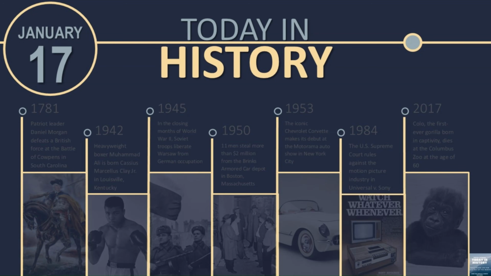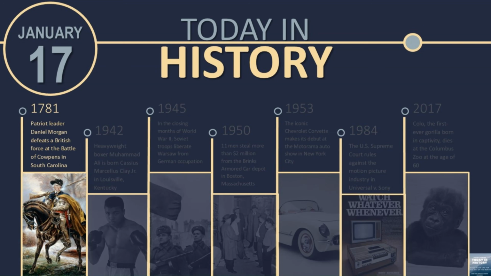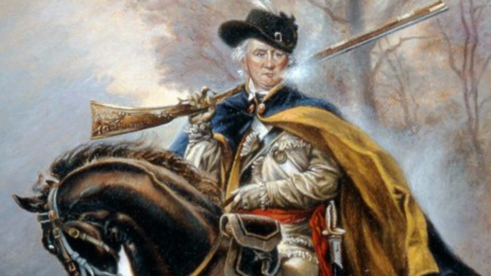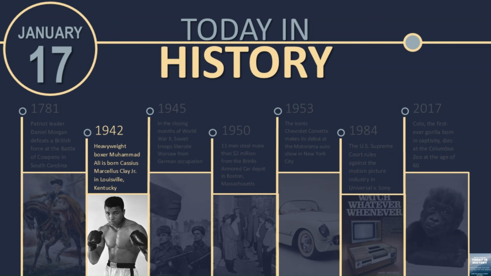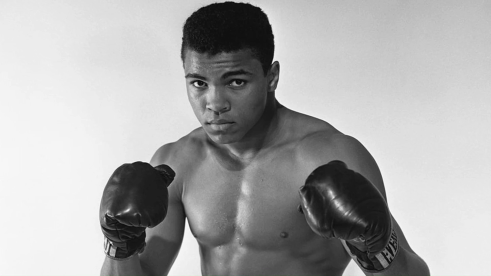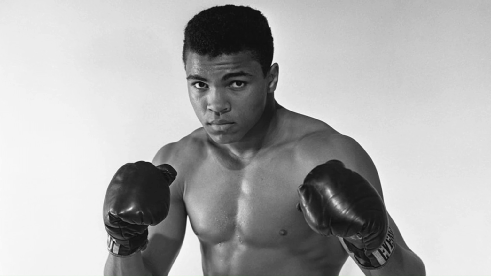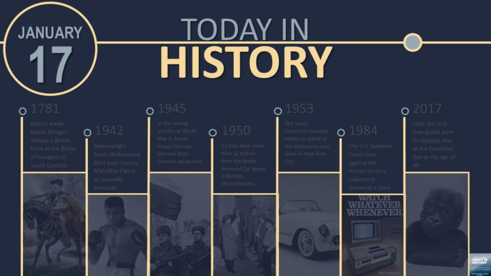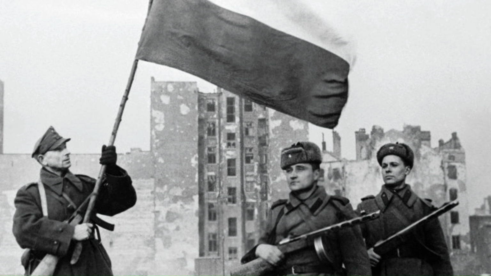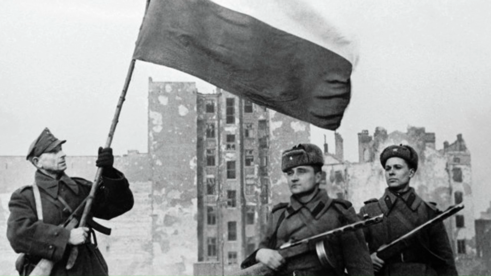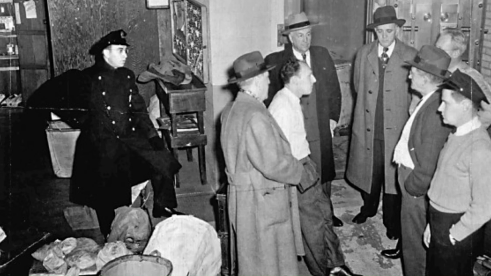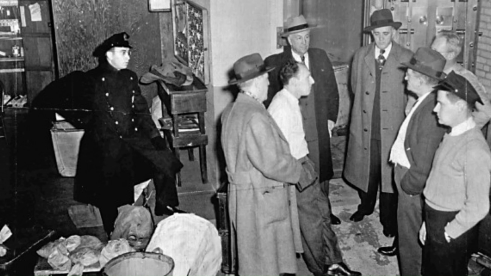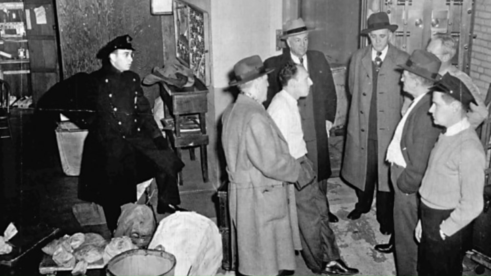Here are other events that happened today in history. In 1781, Patriot leader Daniel Morgan defeats a British force at the Battle of Cowpens in South Carolina. In 1942, heavyweight boxer Muhammad Ali is born Cassius Marcellus Clay Jr. in Louisville, Kentucky. In 1945, in the closing months of World War II, Soviet troops liberate Warsaw from German occupation. In 1950, 11 men steal more than $2 million from the Brinks Armored Car Depot in Boston, Massachusetts.